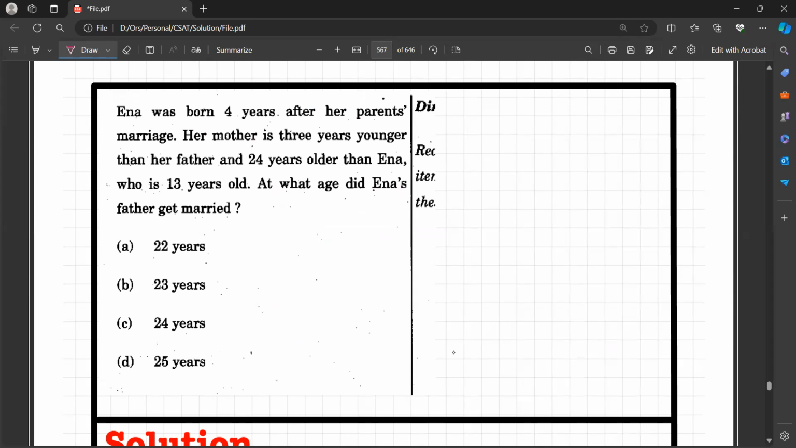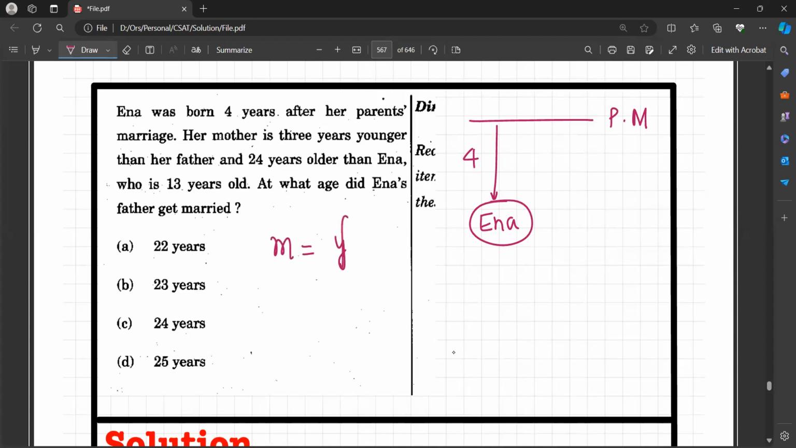Ina was born 4 years after her parents' marriage. I will draw here. This is the parents' marriage. After 4 years, Ina was born. Her mother is 3 years younger than her father, so F minus 3, and 24 years older than Ina, who is 13 years old. So if Ina is 13 years old, mother's age is 37, and father's age becomes 40.